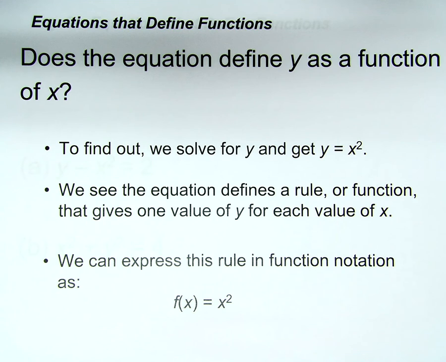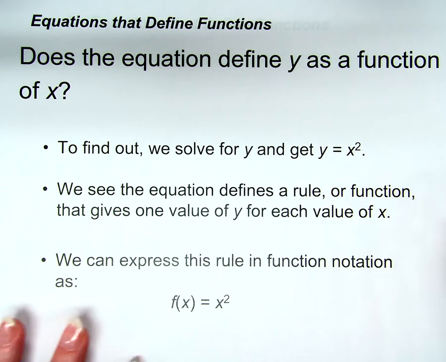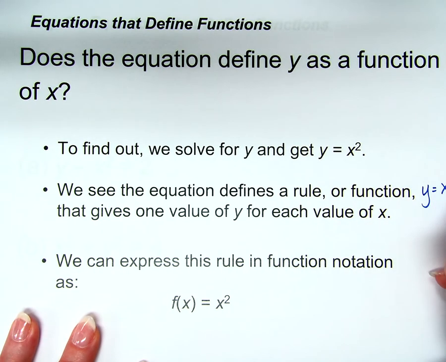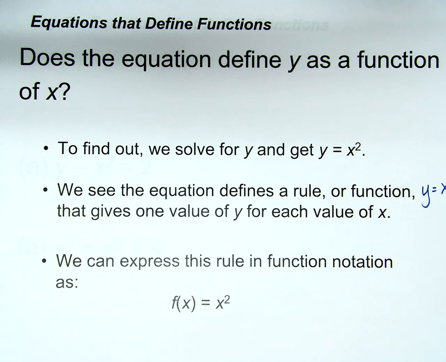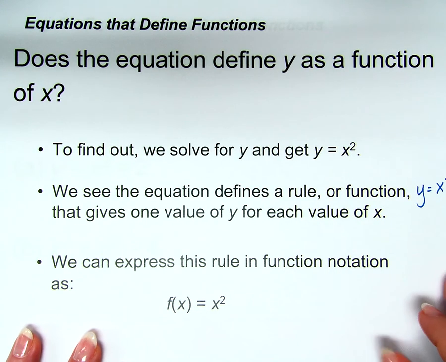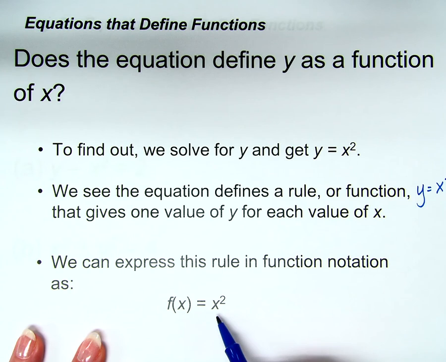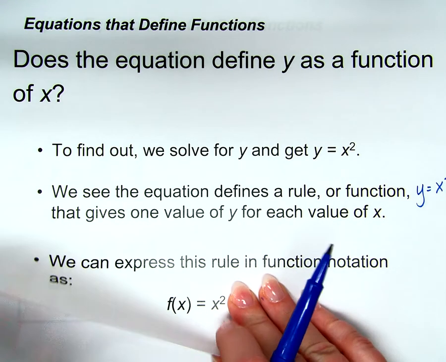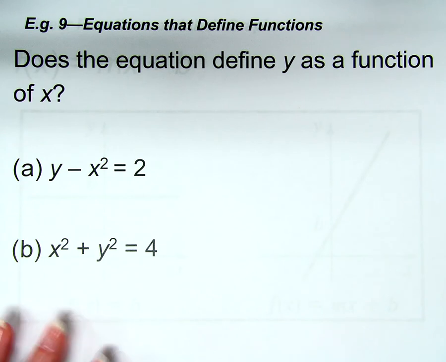We see the equation defines a rule or a function, y equals x squared, that gives one value of y for every value of x. Now, we talked earlier about the fact that it is a function if for every value of x there is only one y, okay? So we know that this is a function. Because we know it's a function, we can write it in function notation, which is f of x, as opposed to y, okay?